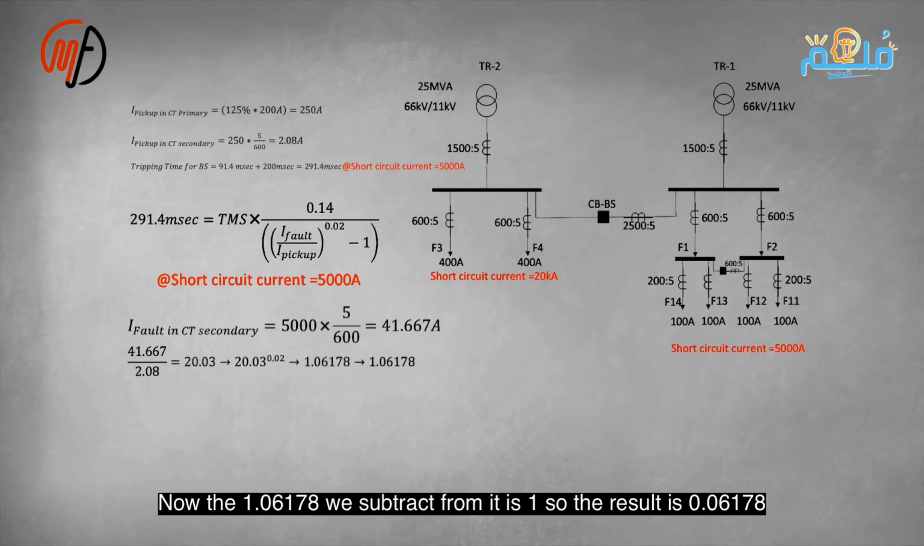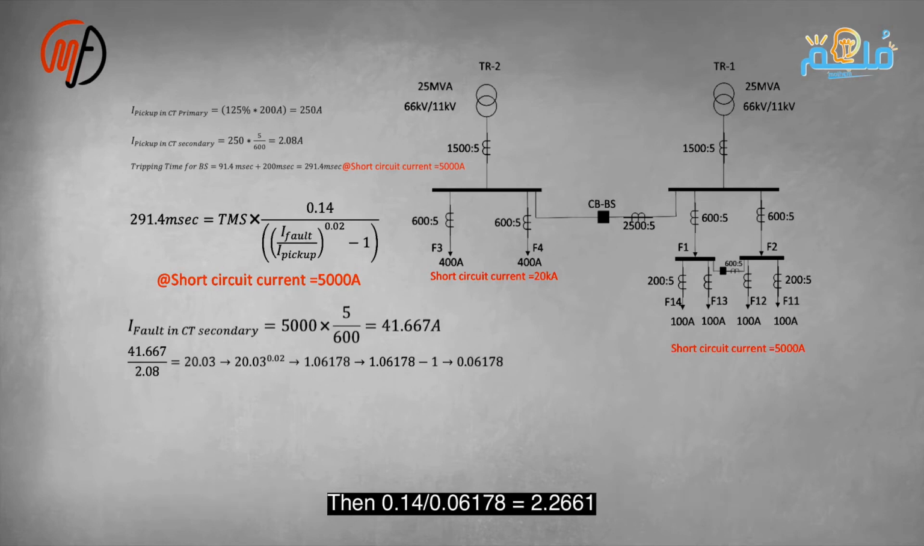Then we divide 0.14 according to the equation by 0.06178 to give a result of 2.2661. Now 0.291 equals TMS multiplied by 2.2661. Therefore, the value of TMS becomes 0.291 divided by 2.2661, which equals 0.1285.